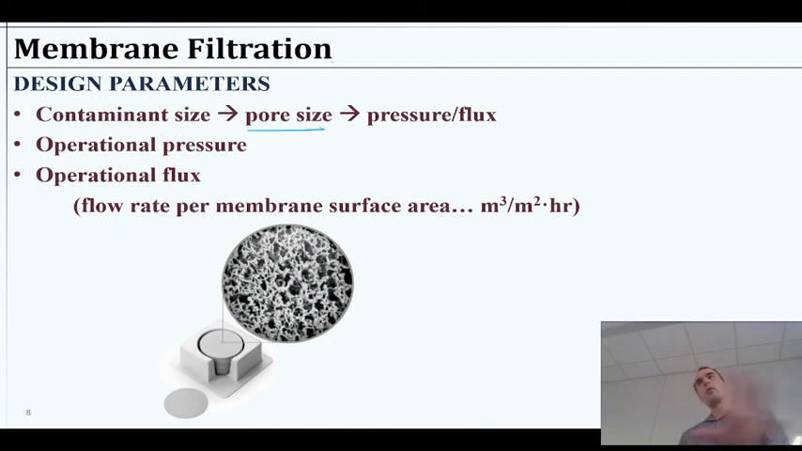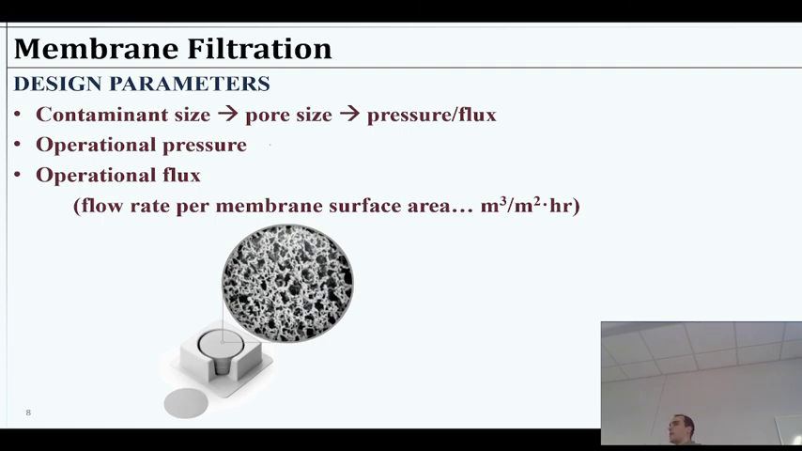Okay, so all those things are tied together, and that's the design process: okay, what do we need to remove? That means we need this kind of membrane. That means we're going to have to apply this kind of pressure, and we know then we'll get this kind of flux. Therefore, we need this many membranes. So all of that goes together there. There's actually a couple ways you can potentially operate membranes. You could operate in constant flux or constant pressure.